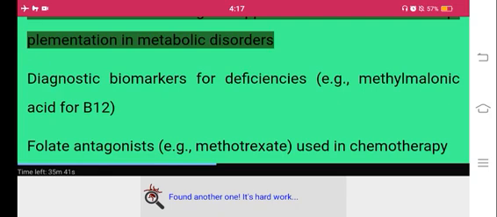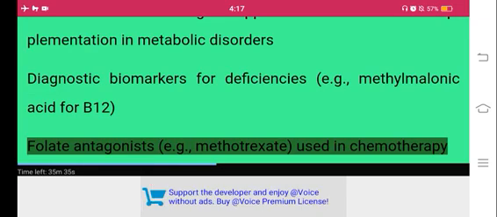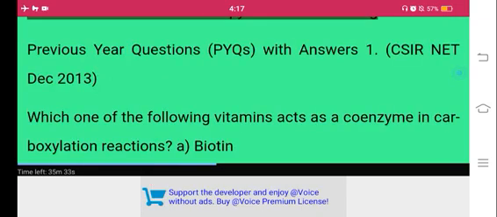Clinical and biotechnological applications: vitamin-based supplementation in metabolic disorders. Diagnostic biomarkers for deficiencies, e.g., methylmalonic acid for B12. Folate antagonists, e.g., methotrexate, used in chemotherapy. Vitamin C in antioxidant therapy and wound healing.